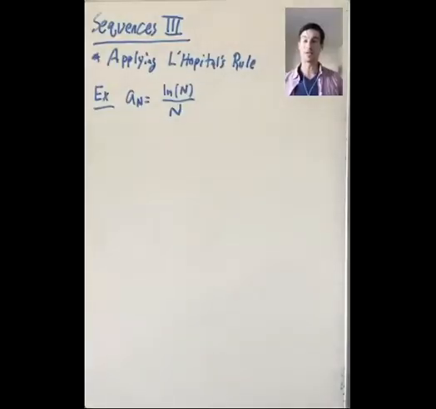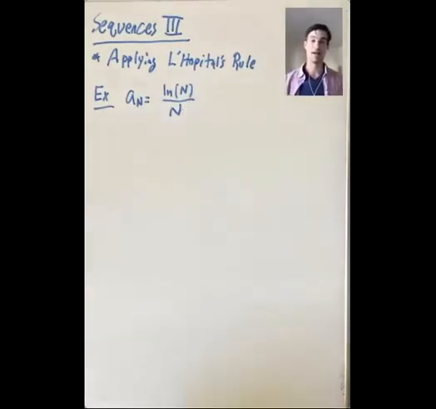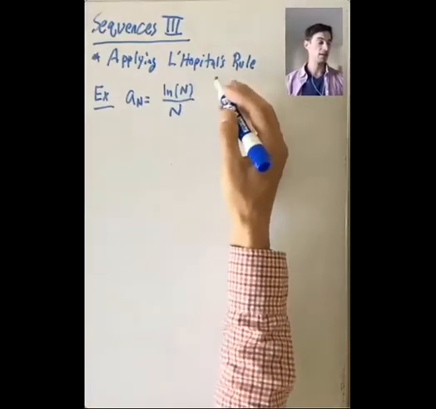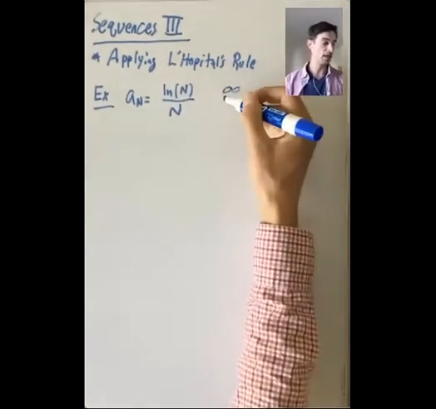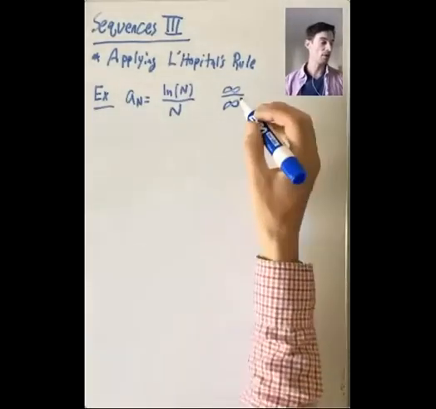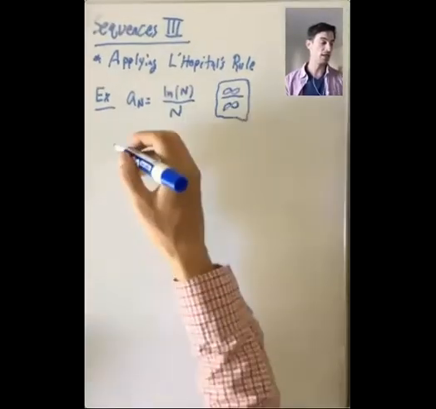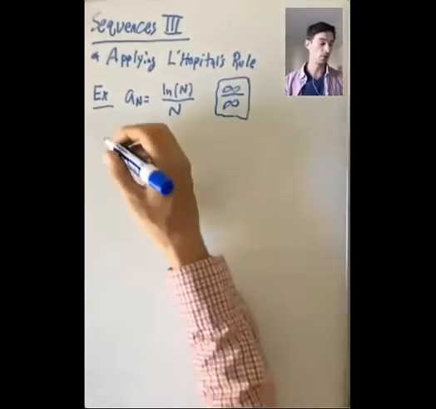In this video, we'll focus on a very important technique for understanding limits of sequences. That is applying L'Hopital's rule. So let's start with an example: a_n equals natural log of n over n. As n goes to infinity, the numerator is going to infinity, and the denominator is also going to infinity. So how do you understand these limits of the form infinity over infinity with L'Hopital's rule?